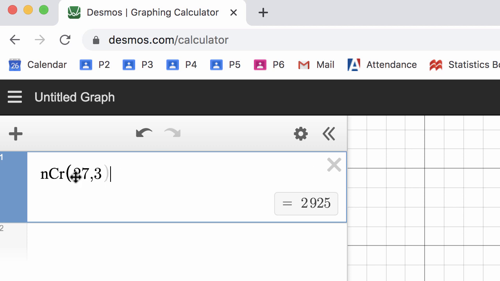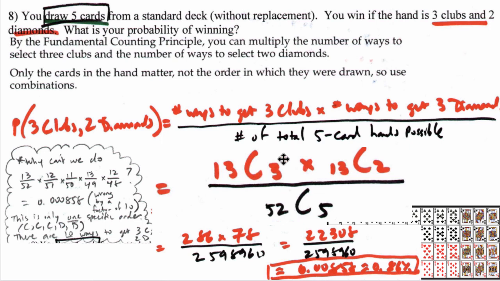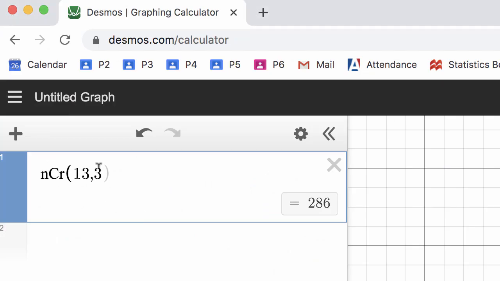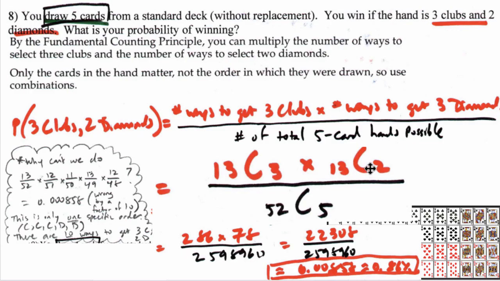13C3. Again, you can punch that into Desmos, nCr 13, 3. There's 286 ways to grab 3 clubs, right? You have the 2 of clubs, the 3 of clubs, and the 4 of clubs; 2 of clubs, 3 of clubs, 10 of clubs; 2 of clubs, 3 of clubs, jack. There's 286 of those. Again, order doesn't matter, so you're not counting 2, 3, 4 separately from 4, 3, 2. They're just all one thing. And for each of those, there's 78, right? There's 13C2, 78 ways to grab 2 diamonds from these 13. So total, 286 times 78 gives you 22,308.